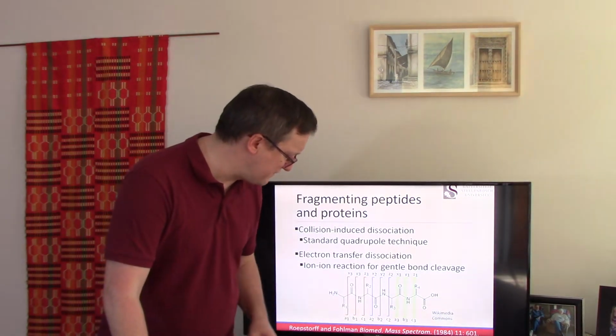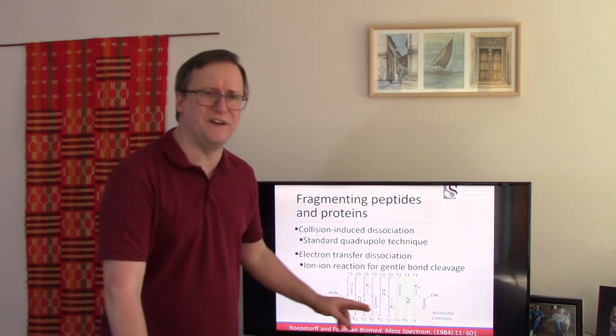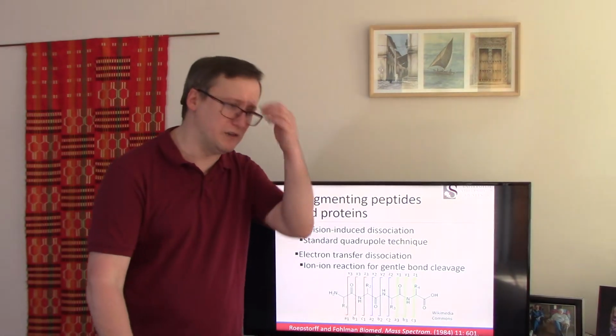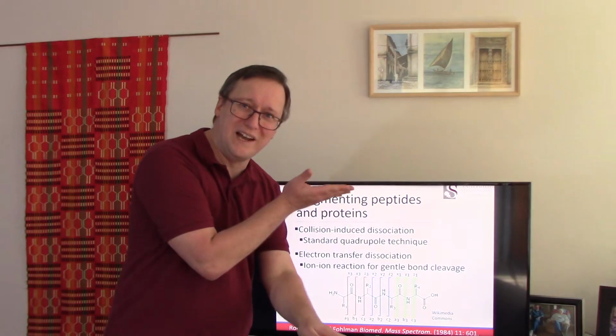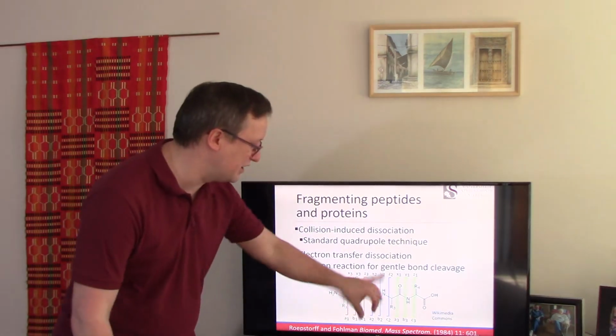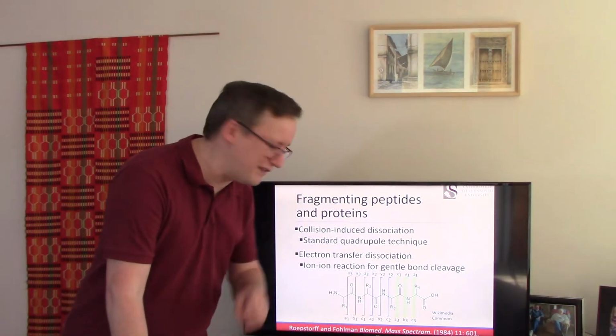I would remind us of Roepstorff and Fohlman. I found this diagram on Wikimedia Commons. Typically, we would put the B ions on top and the Y ions on bottom, but here they've flipped that upside down, but we'll forgive them this.